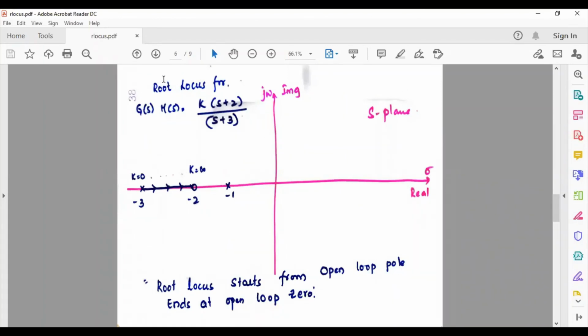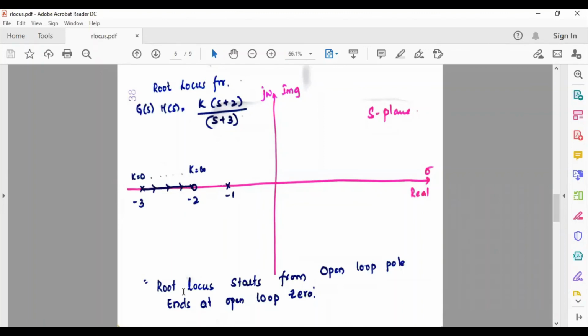So it is called the root locus for G(s)H(s). This is the real axis, imaginary axis, S plane, sigma plus j omega, and we draw a root locus on the line on which the roots are changing. So roots are changing something like minus 3, minus 2.5, minus 2.09, finally at minus 2. So this is the root locus.